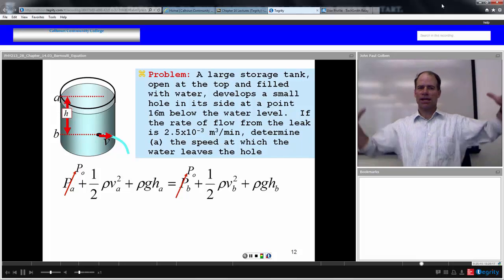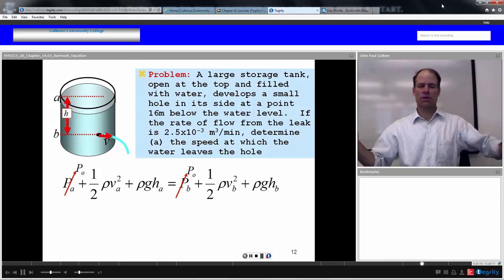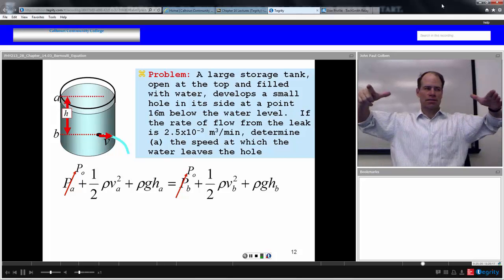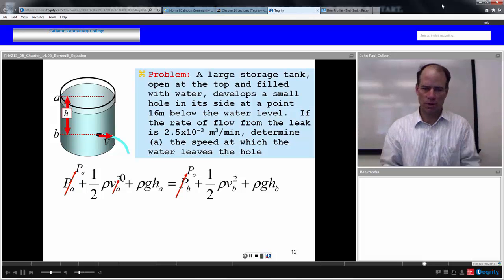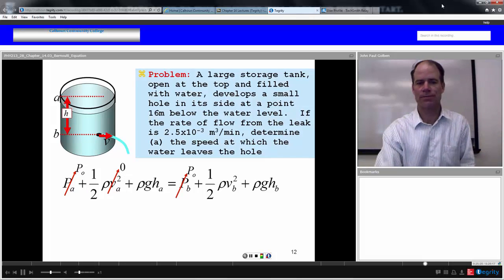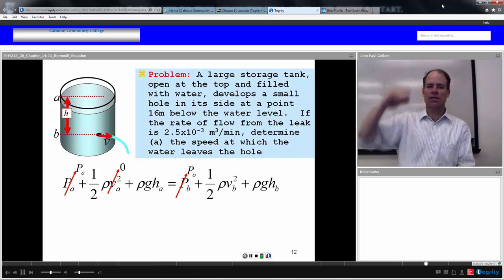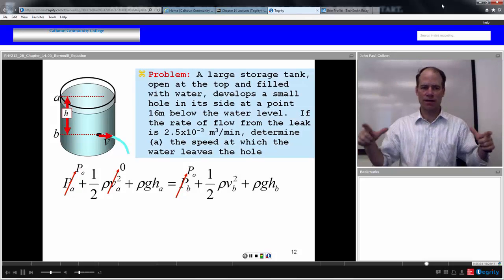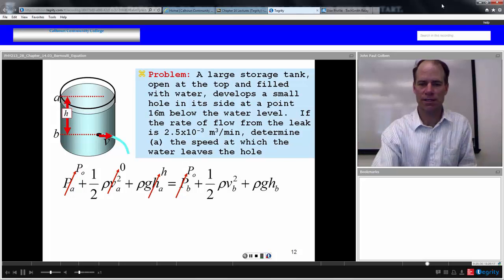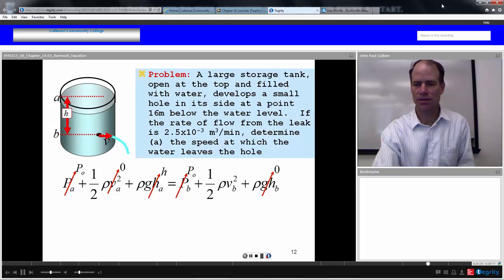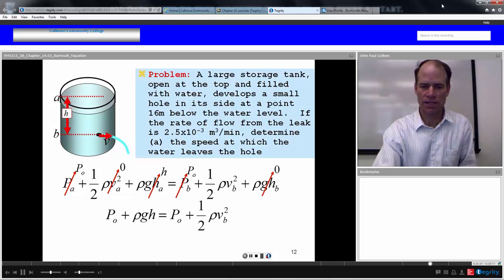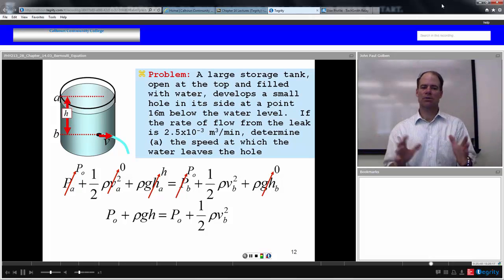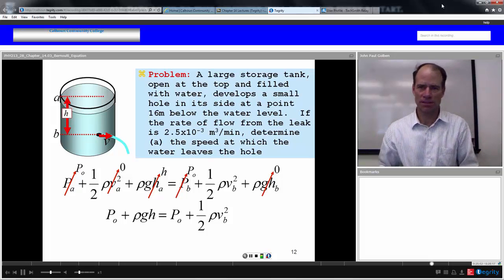The velocity at A, well, the fluid's flowing out, but the reservoir is going down really, really slowly. So the velocity for all practical purposes at A is going to be 0. Height at A is going to be h. The height at B is going to be 0 if we define B as our reference height. So we have h there, 0 there, and then we have the velocity of B that we're trying to find. So this formula now looks like this: P naught plus rho g h equals P naught plus 1/2 rho velocity of B squared.